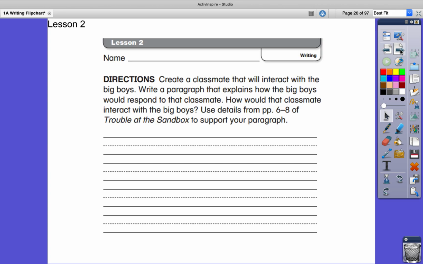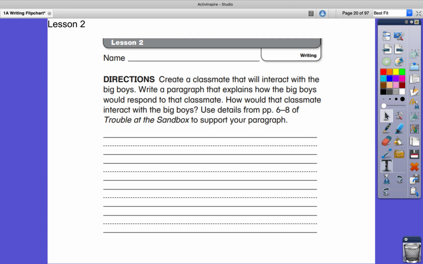So in lesson 2, in your online writing journal, which is a Google Doc, you're going to type out your answer. Let's look at the directions. It says, create a classmate that will interact with the big boys. Write a paragraph that explains how the big boys would respond to that classmate. How would that classmate interact with the big boys? Use details from pages 6 to 8 of Trouble at the Sandbox to support your paragraph.